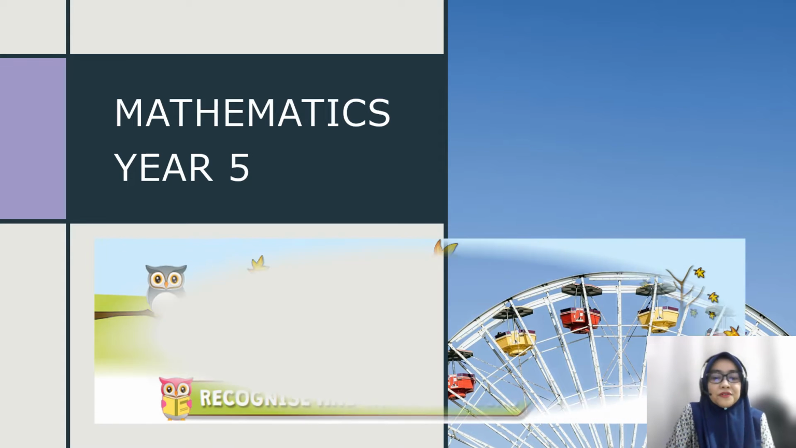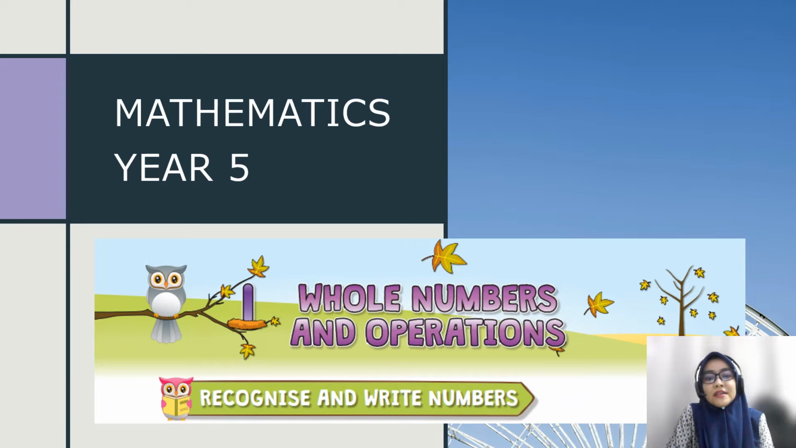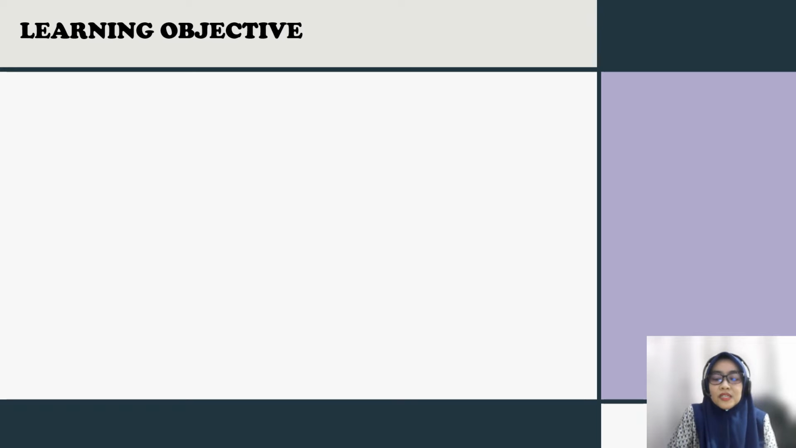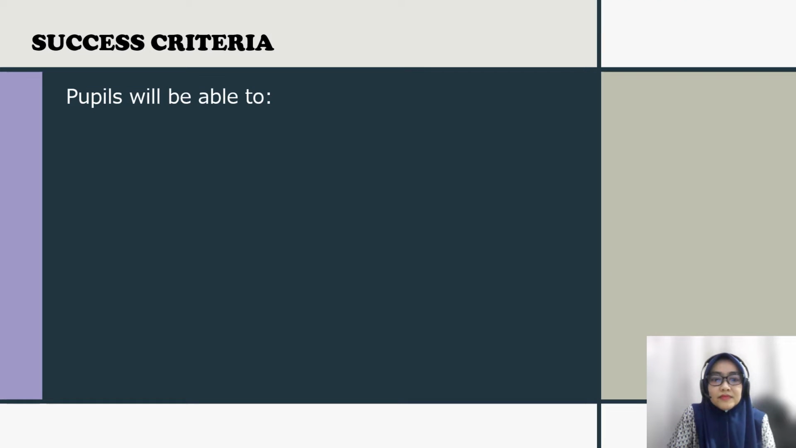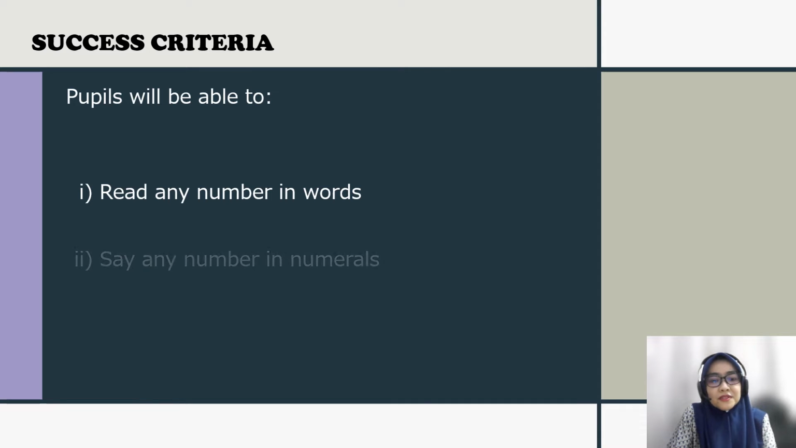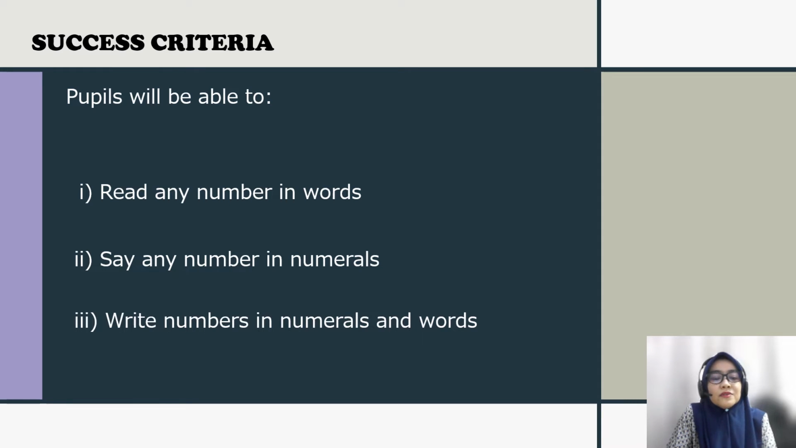Okay, our topic for today is whole numbers and operations, which is we will look at recognizing and writing numbers. Let's look at our learning objective. At the end of the lesson, you will be able to state numbers up to 1 million. And our success criteria: first, you will be able to read any number in words. Second, you will say any number in numerals. And last, you will be able to write numbers in numerals and words.